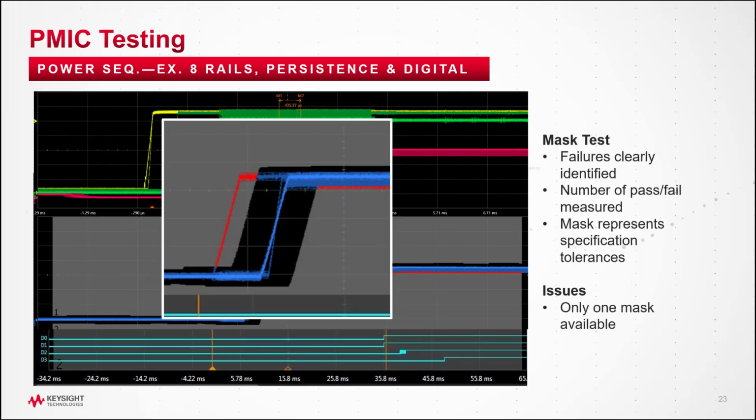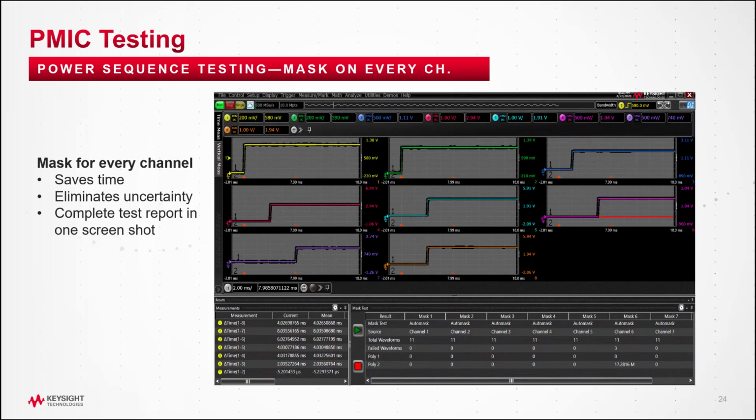The channel that's got the mask on it, well, that's the way to do it because the mask clearly identifies failures and the mask testing keeps track of the number of passed and failed. And that mask that's generated, well, that represents the specification in our timings or in our sequencing spec. The only real issue is that most scopes only have 1 mask on them.